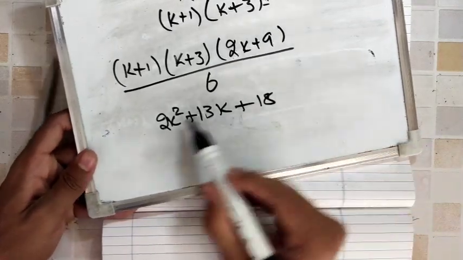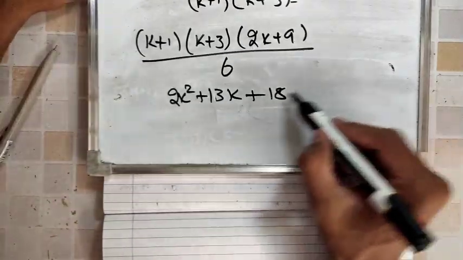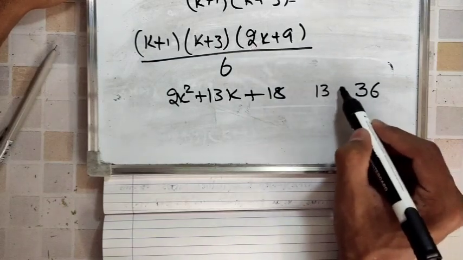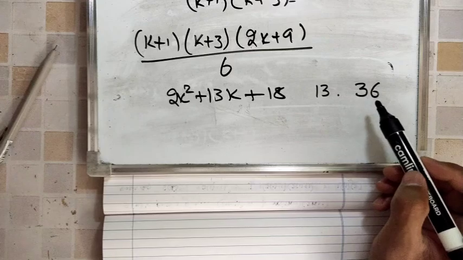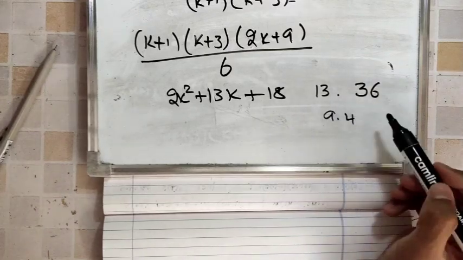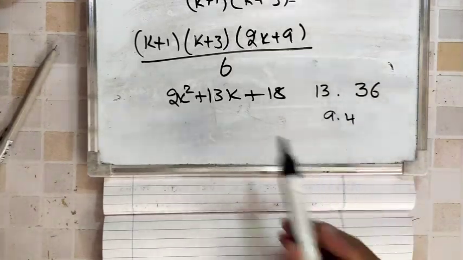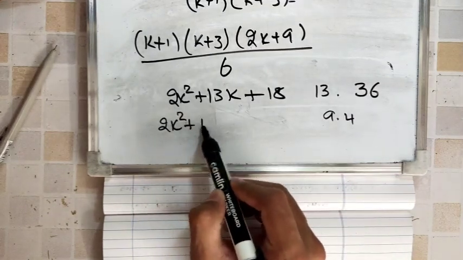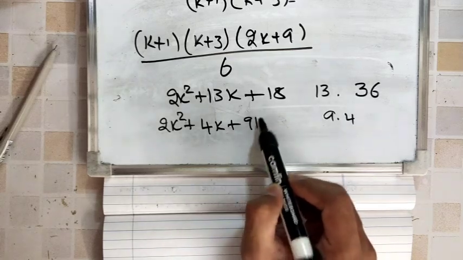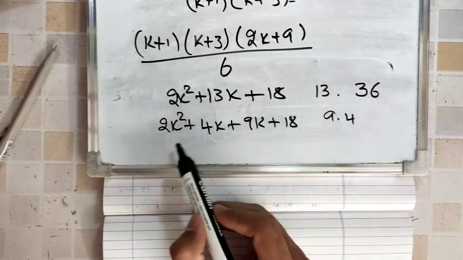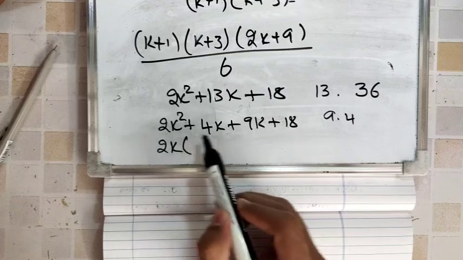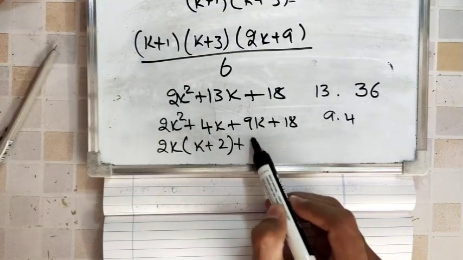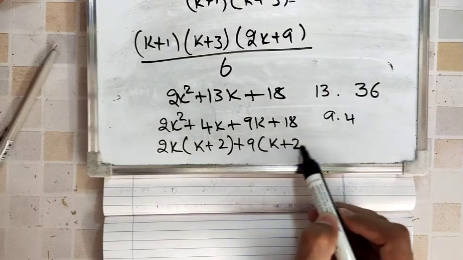Okay, so now what I said: first multiply this with this, so that becomes 18 times 2, which is 36, and the sum is 13. So 9 and 4 are the terms which give us that. So write in such a way that 18 and 9 have a common thing, so just write like that: 2k square plus 4k plus 9k plus 18. So now I can take 2k common, so what is remaining is only k plus 2, then plus 9 common, k plus 2.